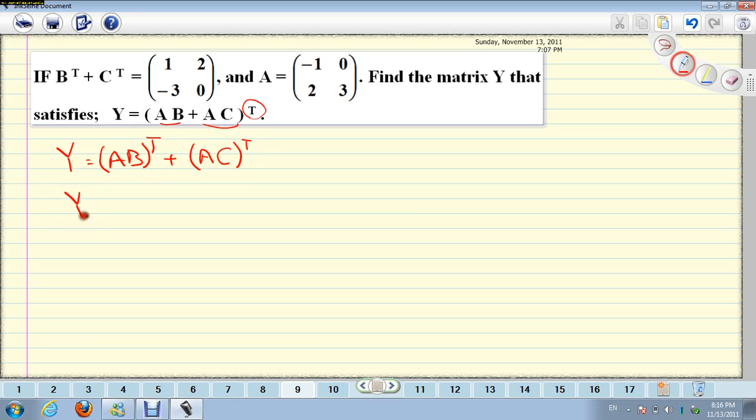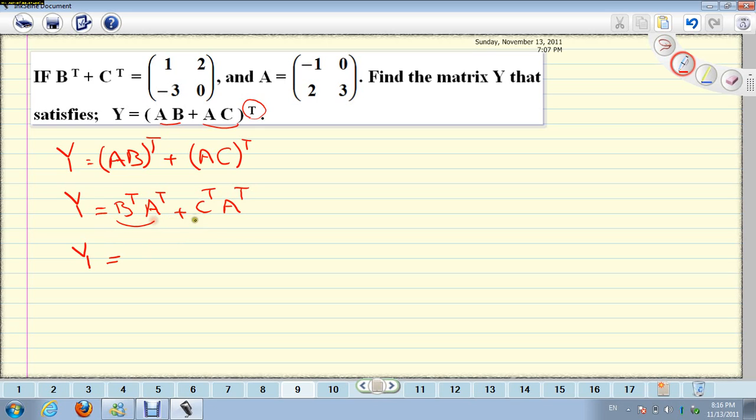Now Y equals, I'm gonna distribute the transpose on A times B, and you must remember the rule that we must distribute a transpose on a product of two matrices. The answer will be B transpose first times A transpose plus C transpose times A transpose. Okay, to get matrix Y, I have here matrix A, so I can get A transpose, but I don't have B and C.